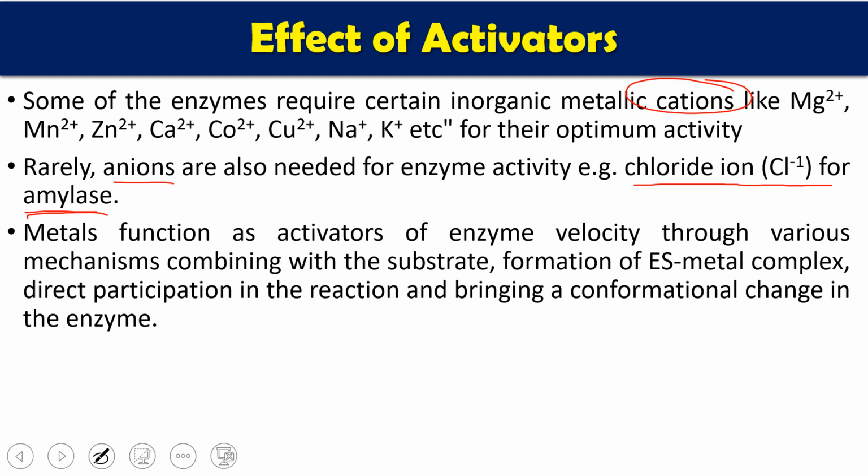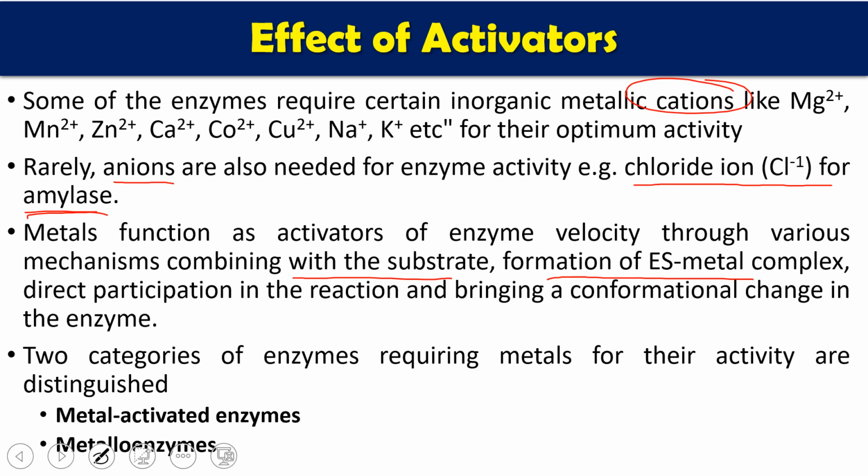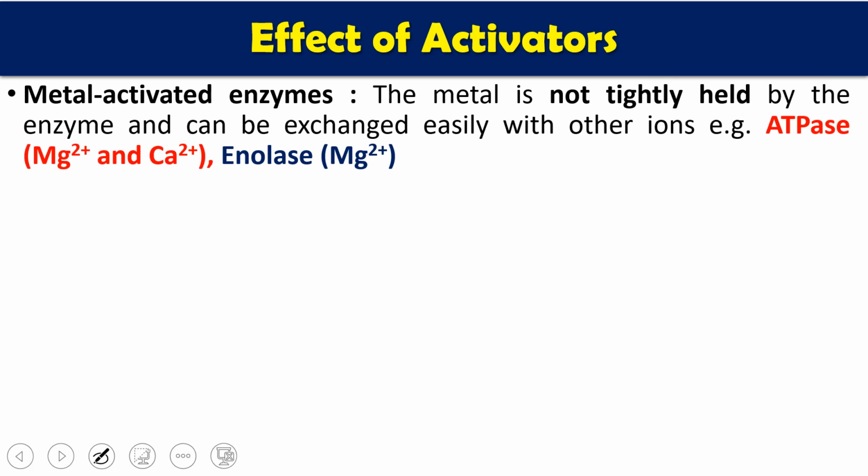So these metal ions work as the activator in enzyme velocity through various mechanisms. Sometimes it binds with the substrate, sometimes it helps in the formation of the enzyme substrate complex, sometimes it does conformational changes. So different types of functions are performed by these activators. Ultimately the reaction will be increased. On the basis of the requirement of these metal ions or activators, we have two categories. The first category we are going to call metal activated enzymes, and the second category metalloenzymes. Both are different.